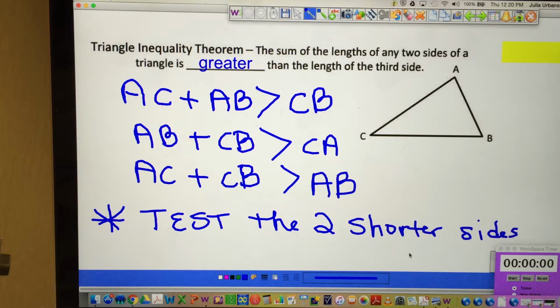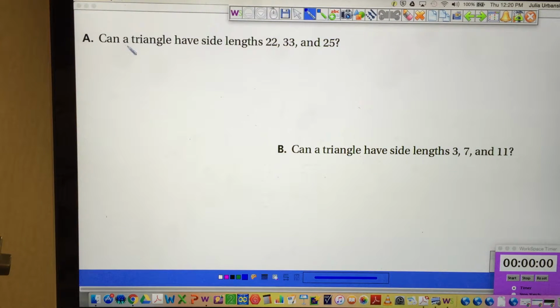Let's look at the examples down at the bottom, and you can help me with it. I do have it printed out, but right now I'm using the phone, so I'll show it to you at the end. All right, test the two shorter sides. Anyone still writing? No. So look at this one. Can a triangle have these three sides? Imagine these are the numbers of the pink or the yellow straws or whatever. Okay, we have to see if it's possible to create this triangle.